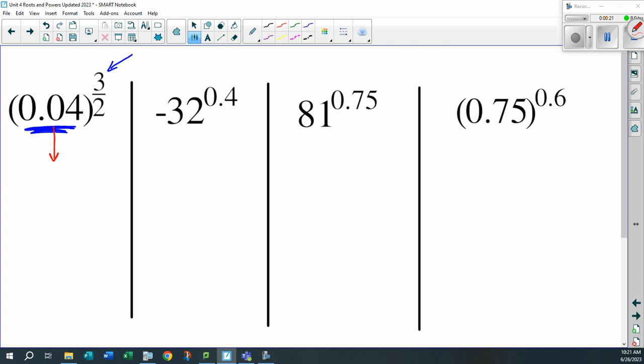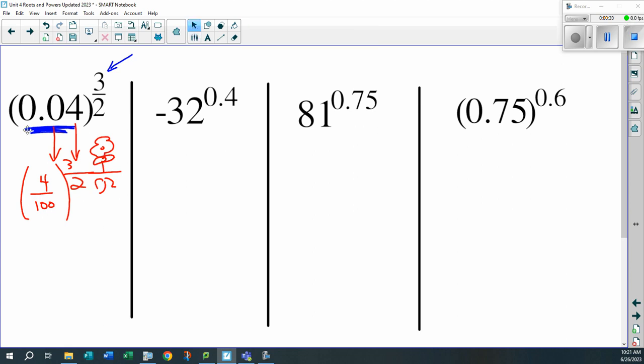That's the 10th position. That's the 100th position. So you're actually dealing with 4 over 100, 4 100ths, to the power of 3 over 2. Now, also remember, there's your flower, which is your power. There's your root. That's simple. I always do roots first. Always roots first. So this is the square root of 4 over 100, all to the power of 3.